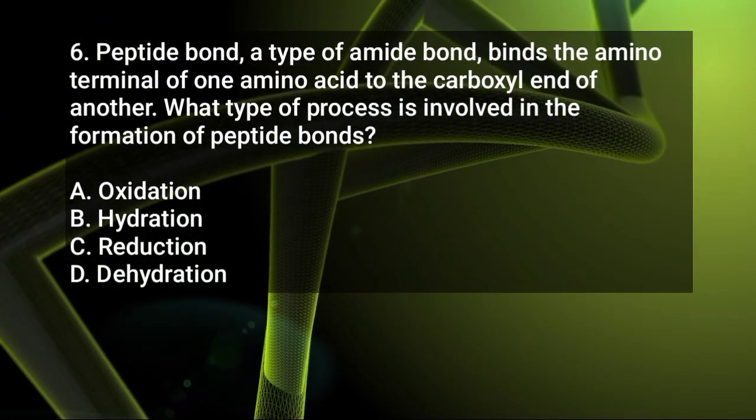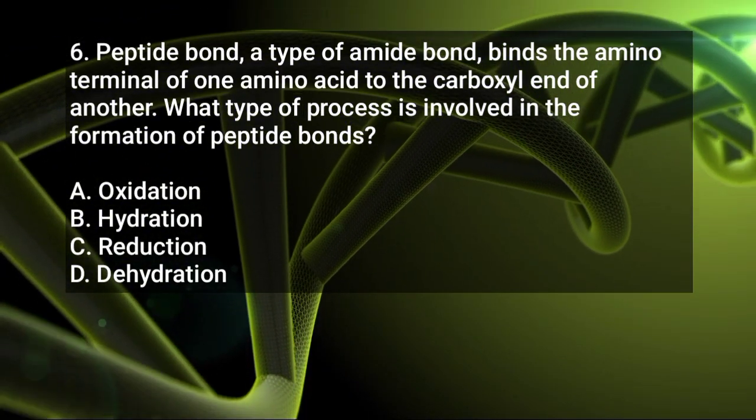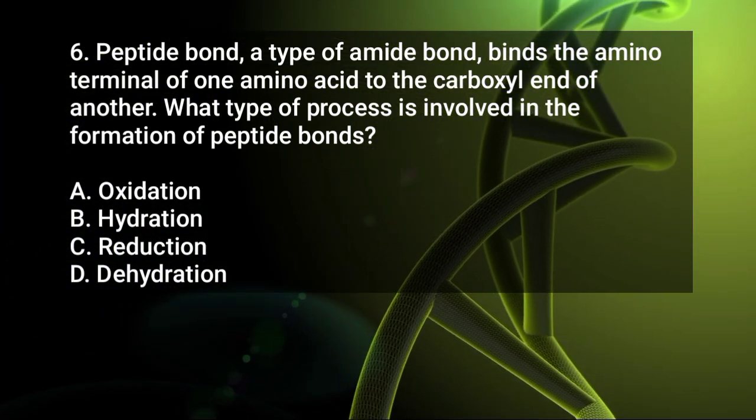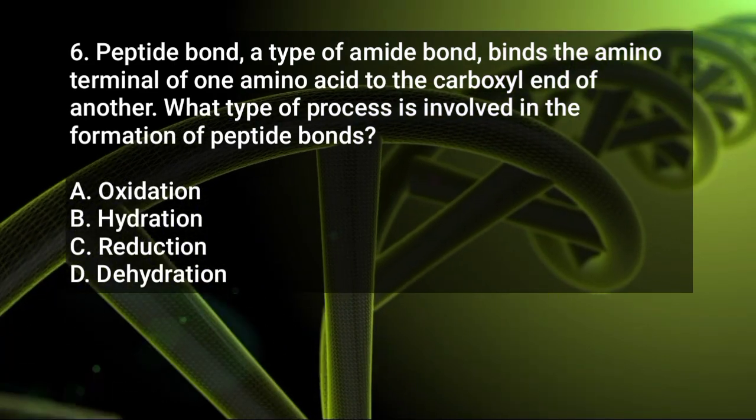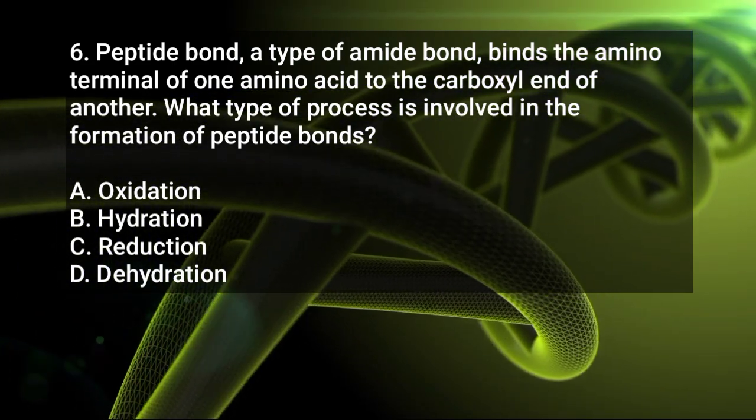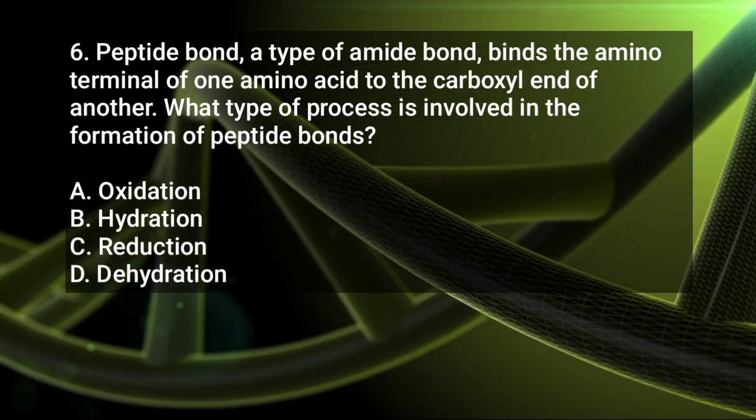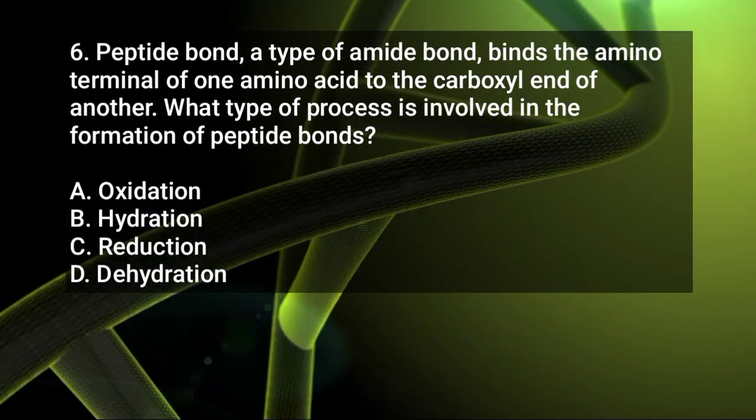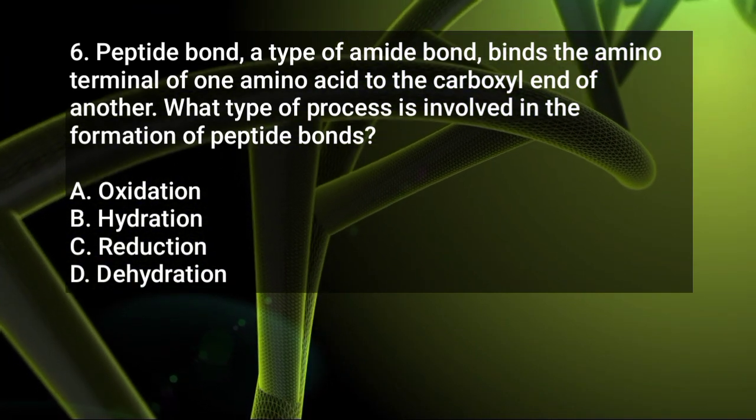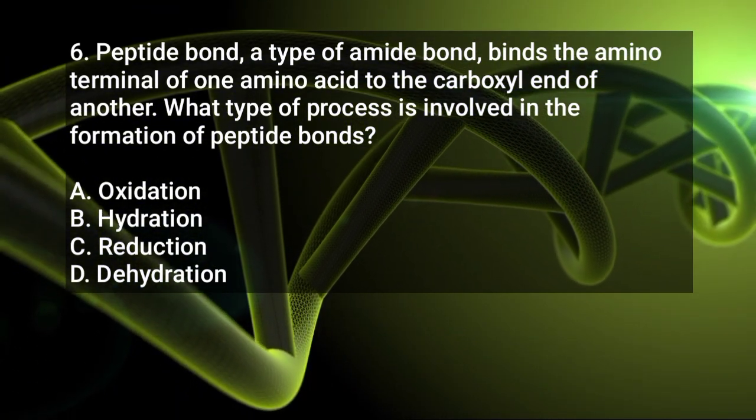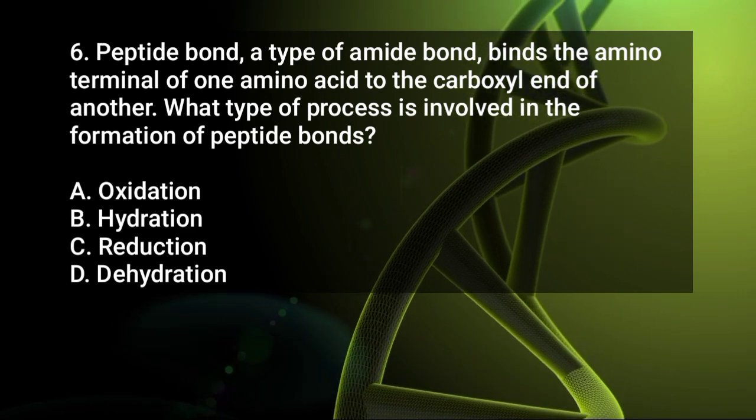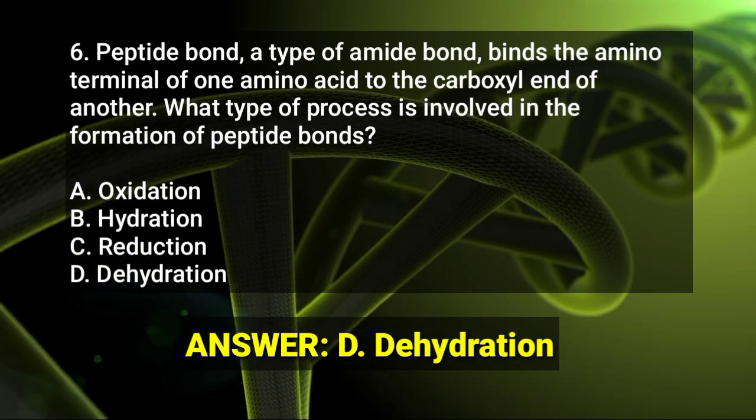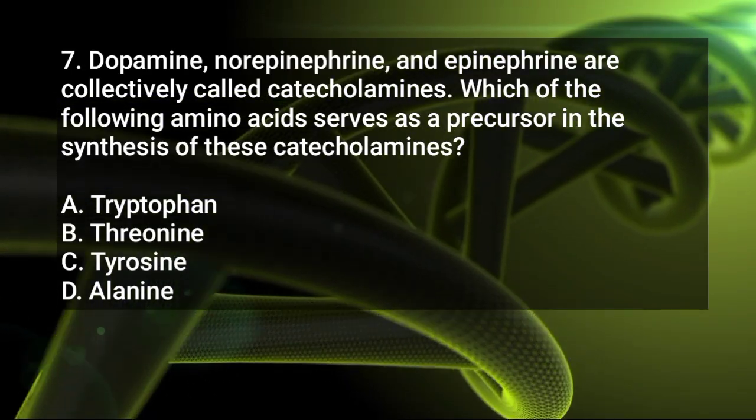Question number 6. Peptide bond, a type of amide bond, binds the amino terminal of one amino acid to the carboxyl end of another. What type of process is involved in the formation of peptide bonds? A. Oxidation. B. Hydration. C. Reduction. D. Dehydration. Answer: D. Dehydration.